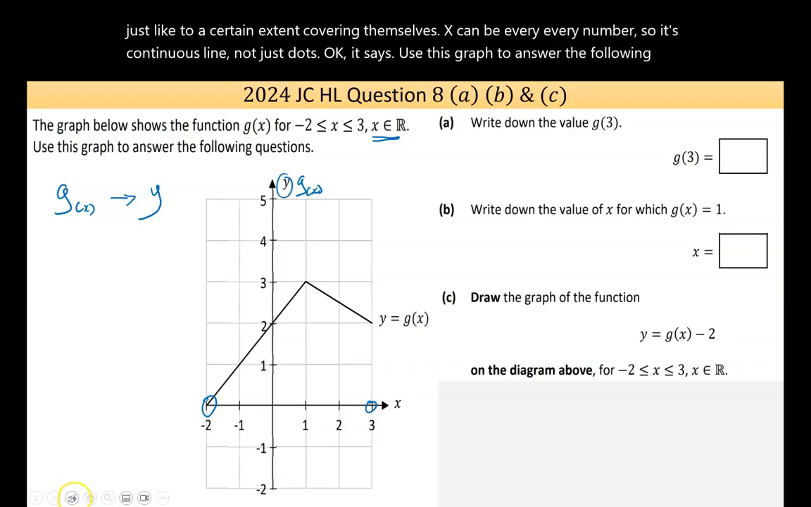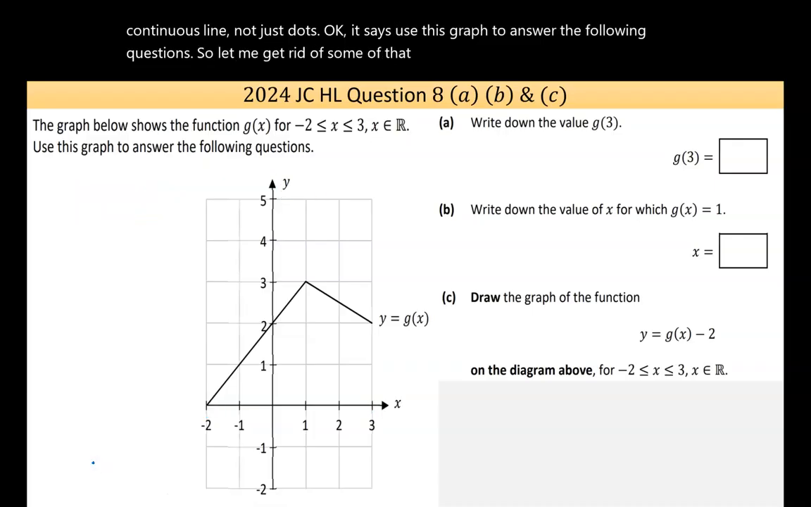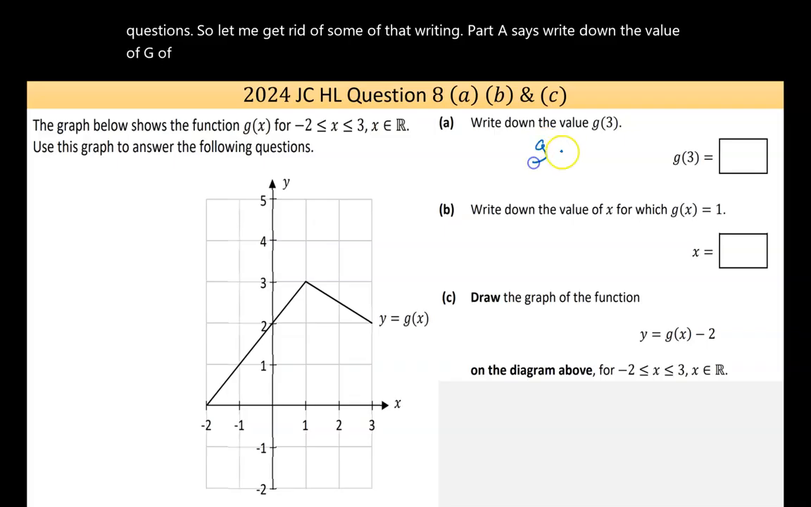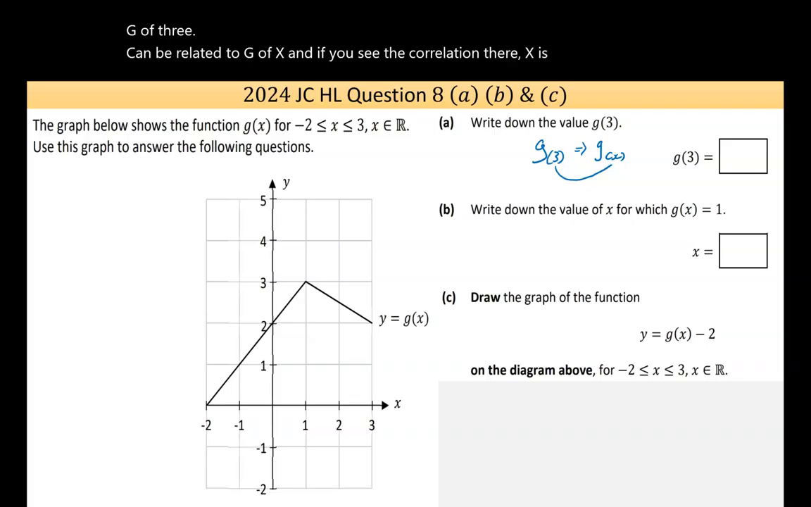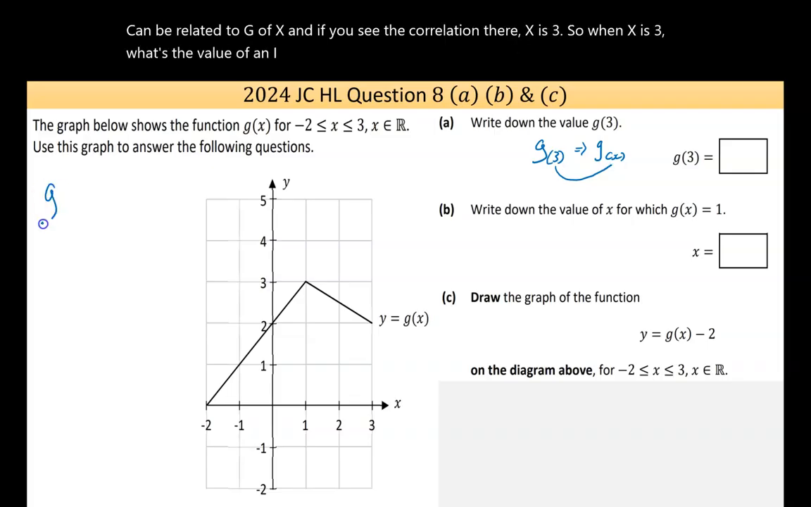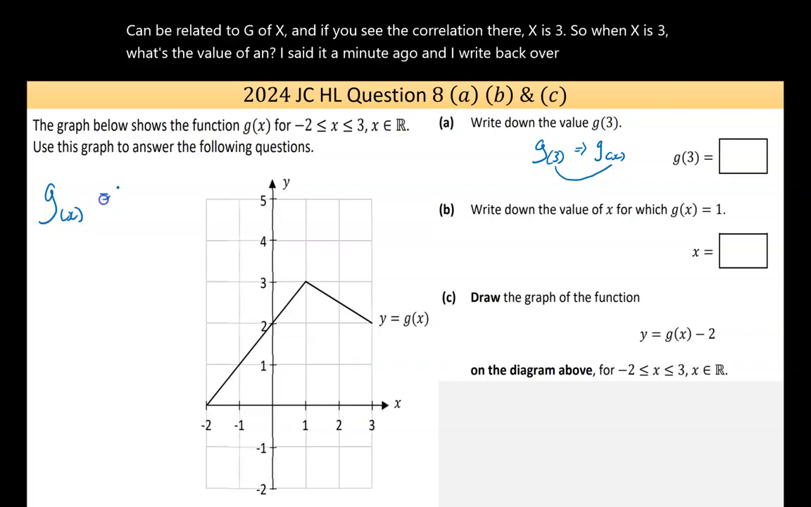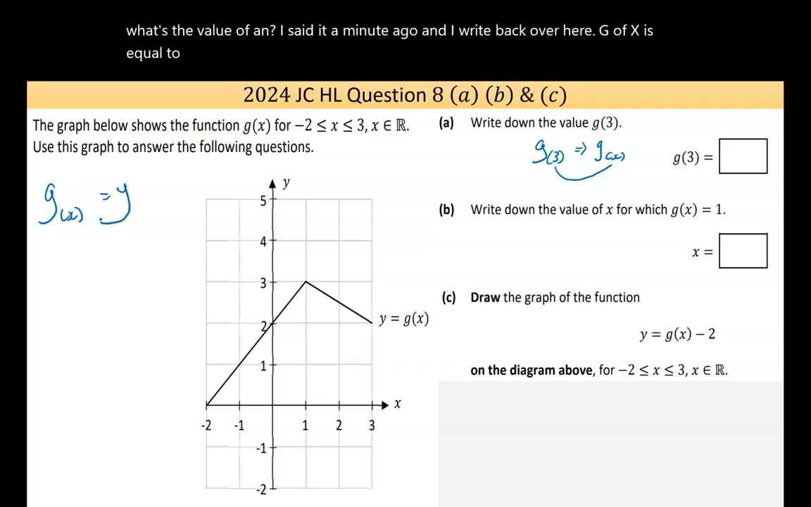So let me get rid of some of that writing. Part A says write down the value of g of 3. Now, g of 3 can be related to g of x, and if you see the correlation there, x is 3. So when x is 3, what's the value of, and I said it a minute ago, and I'll write it back over here, g of x is equal to y. So when x is 3, what's the value of y?